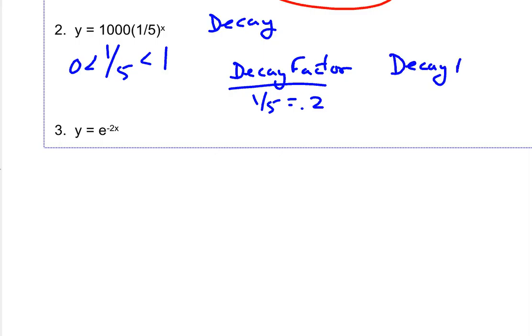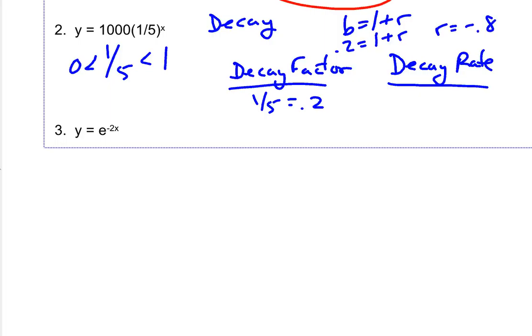So now we've got to do the decay rate. And the decay rate is actually what you lost. So if I did B equals 1 plus R again, I could say 0.2 equals 1 plus R, and you get R is negative 0.8. That tells you that you lost 0.8. So the decay rate is 0.8. I don't need to put negative because the decay tells me it's negative, which is 80%. So this is a setup for an 80% loss. Could have been I had $1,000 and I lost 80% every year or every day or whatever time frame I let x stand for.